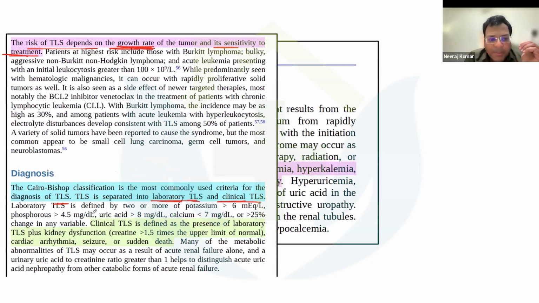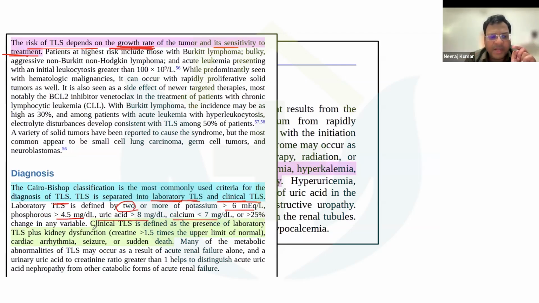If you see the laboratory TLS, it requires two or more values: potassium more than 6 milliequivalent, phosphorus more than 4.5 milligram per dl, uric acid more than 8, calcium less than 7, or a 25% change in any of the variables. So to define laboratory tumor lysis syndrome, it is defined by two or more of these, either potassium or phosphorus, anything.